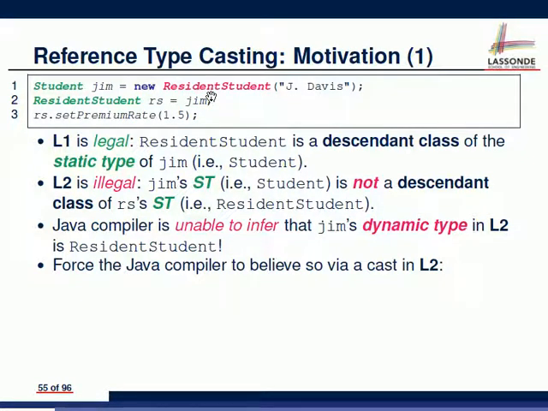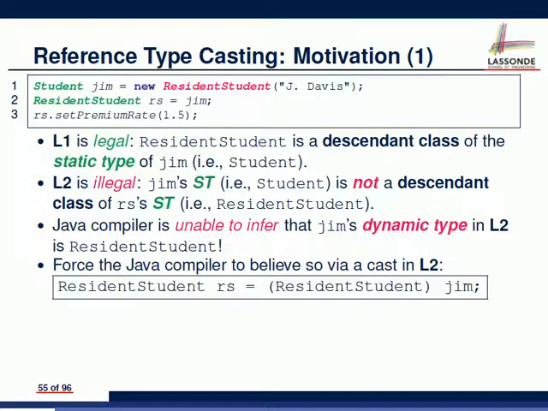We can do a cast. It's a little bit like how you can cast from double into integer for primitive types, but now we do the cast in the context of inheritance. How can we do that? Let me show you the syntax first. The syntax is very similar to what you did before.